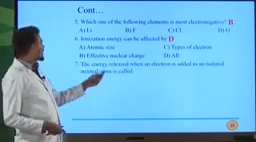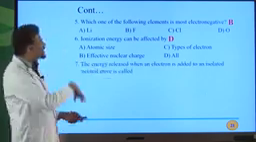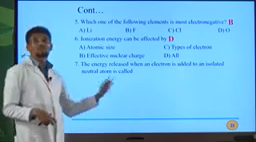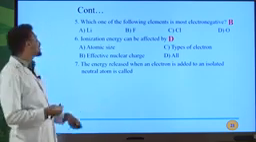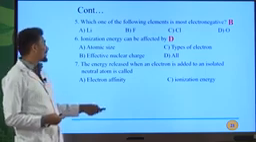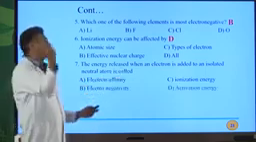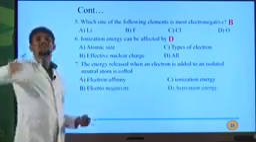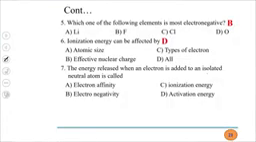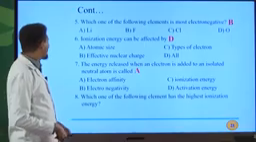Question number 7. The energy released when an electron is added to an isolated neutral atom is called electron affinity. I already told you about this one. If an electron is added and energy is released, this is electron affinity. So electron affinity is the correct answer for question number 7. A is the answer.